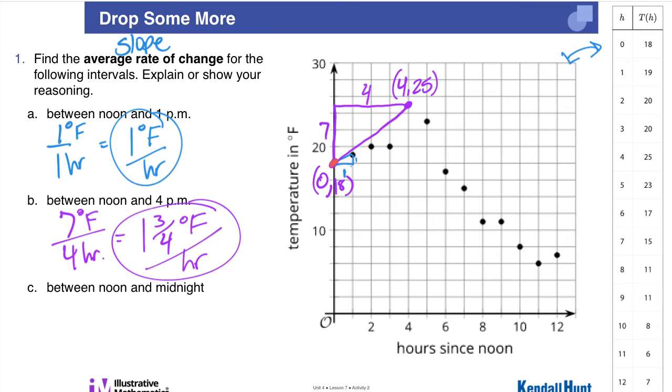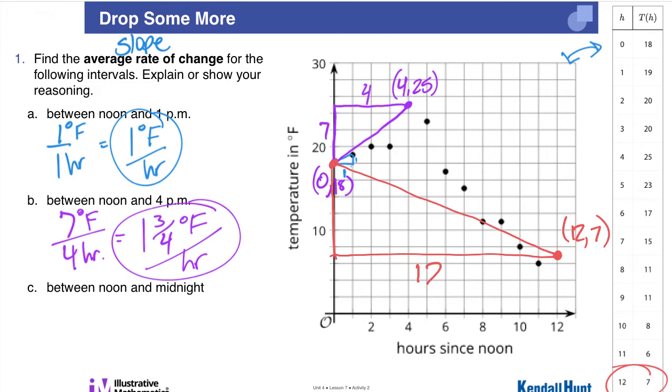Next, we're going to go from noon, so that same point, and then to midnight, which is way out here. And I'm going to label that as (12, 7) according to our table. And I'm just going to draw a line connecting those. I'm finding the average rate of change between those 2 points, and our slope triangle will help us do that.